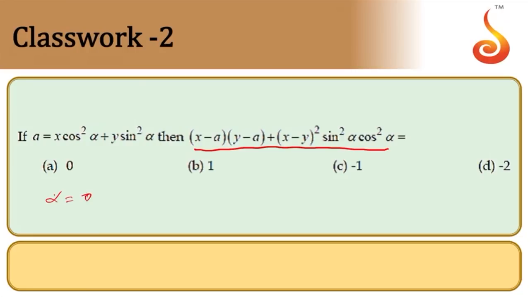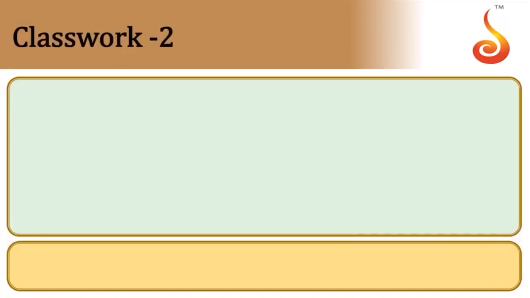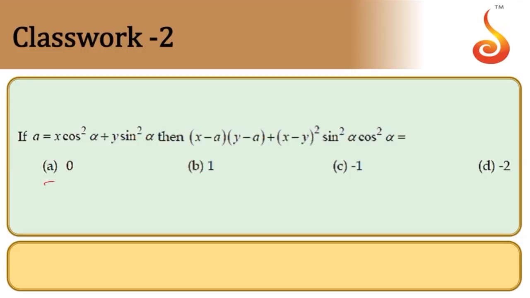If I take alpha is equal to 0, clearly you can see that the value of a is equal to x, then the given identity will be equal to 0, and sine alpha is equal to 0. So the entire product is 0 here and the entire product is also 0. So the entire answer will be equal to 0. Therefore the answer for this problem is 0.